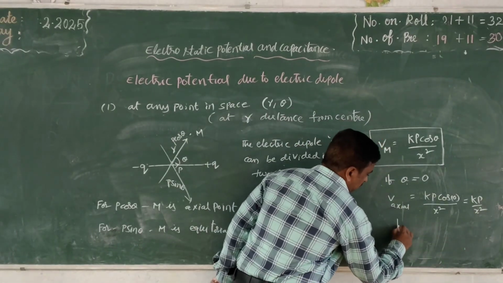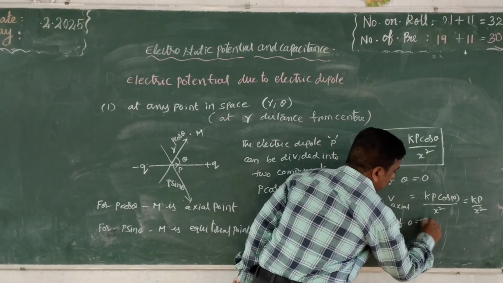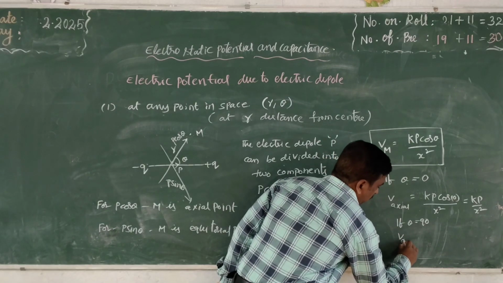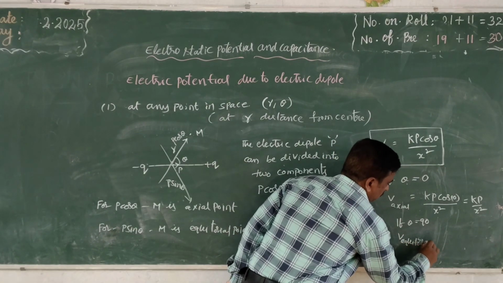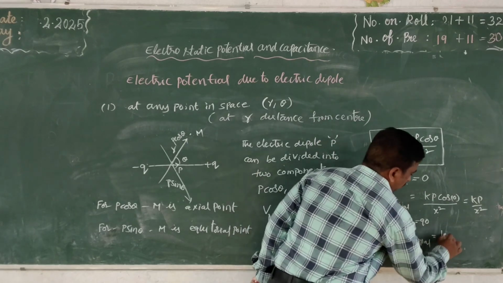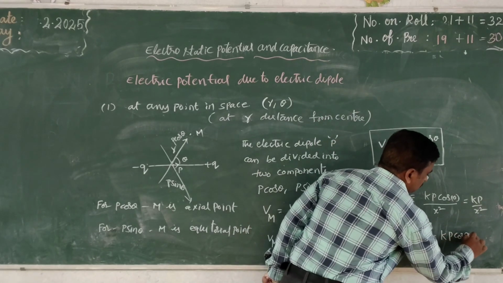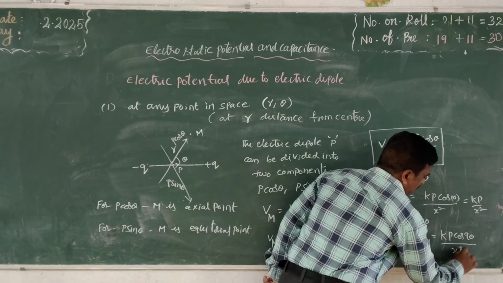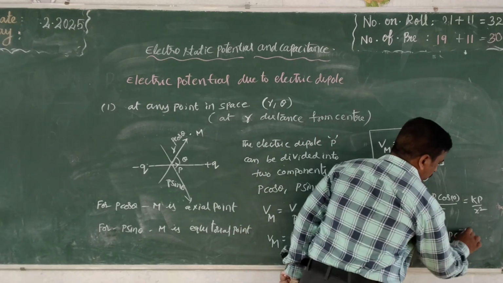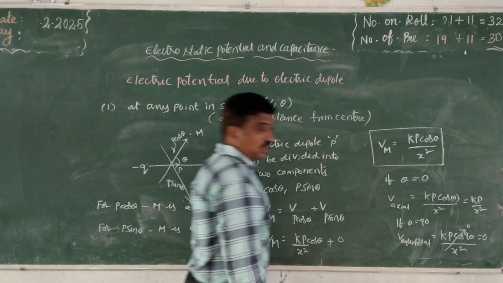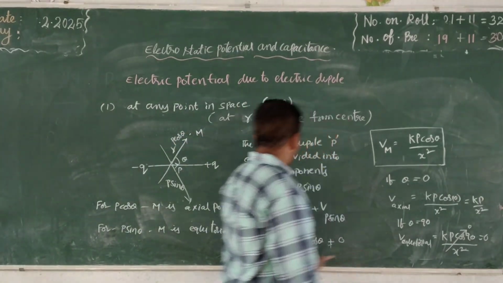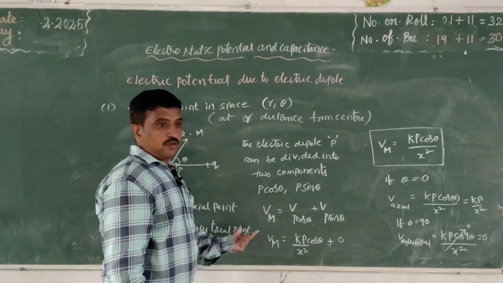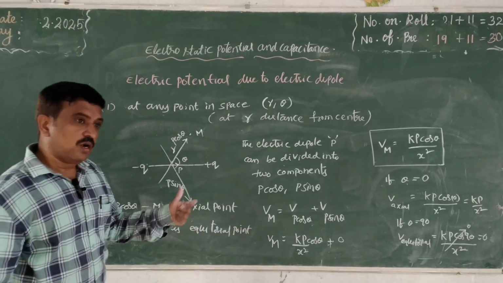For example, theta equal to 90 degrees, the equatorial point. So V equatorial equals K P cos 90 by r square. Cos 90 is 0, so this total term is 0. So what is the potential on the equatorial line? It is 0, which we already know. So by using this we can derive the axial and equatorial cases as well.